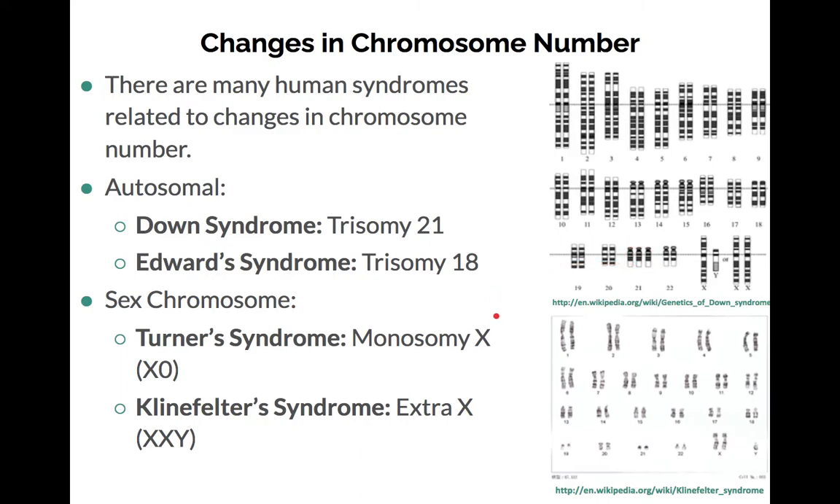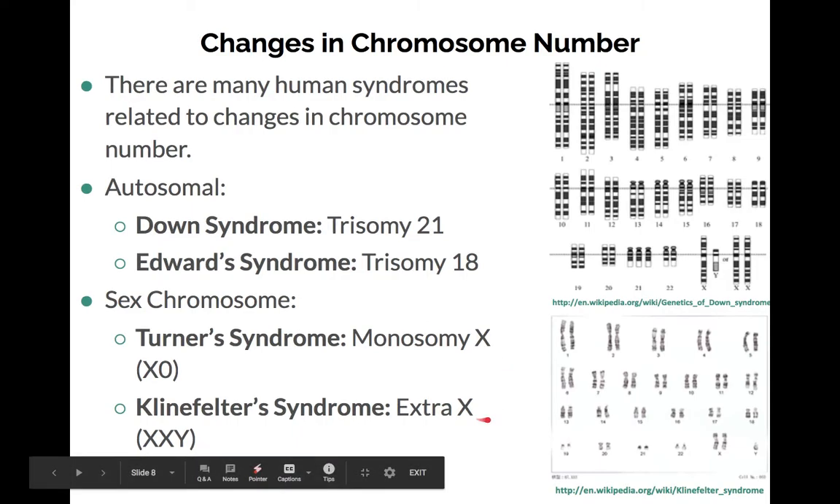We also do have some errors with our sex chromosomes, the possibility of changes in chromosome number for those two. Common ones include Turner syndrome, which is a monosomy of the X chromosome, and Klinefelter syndrome, which includes an extra X chromosome.